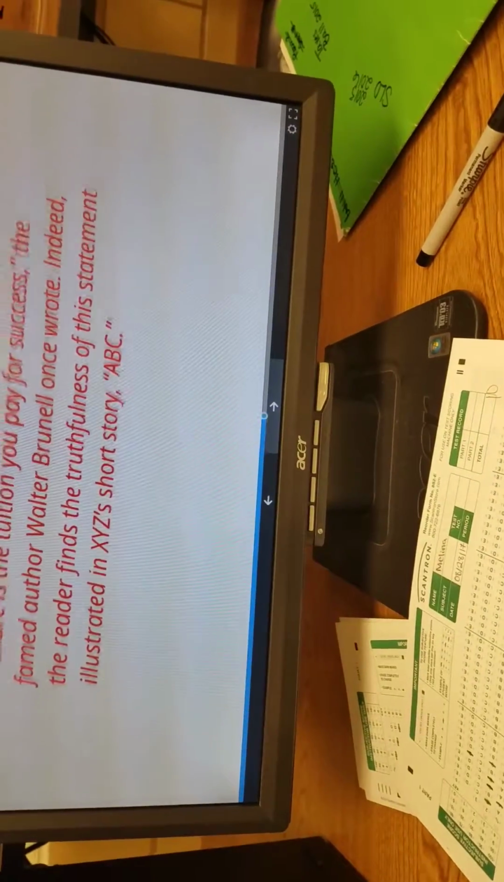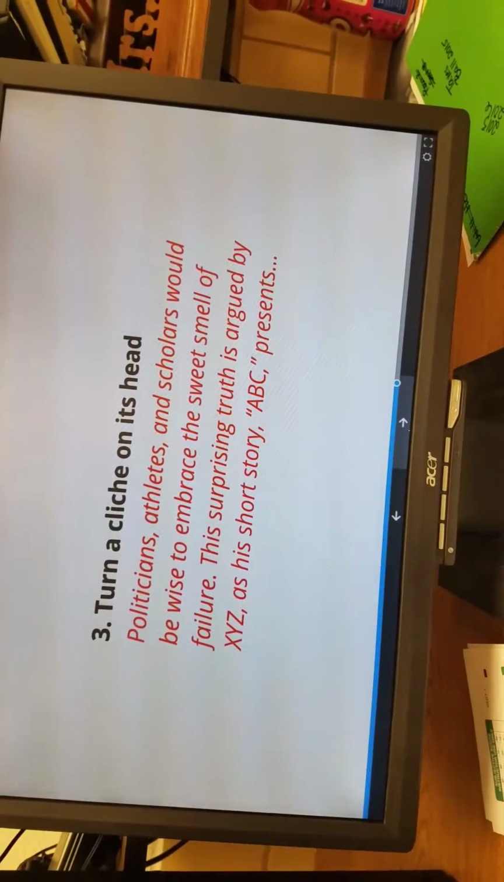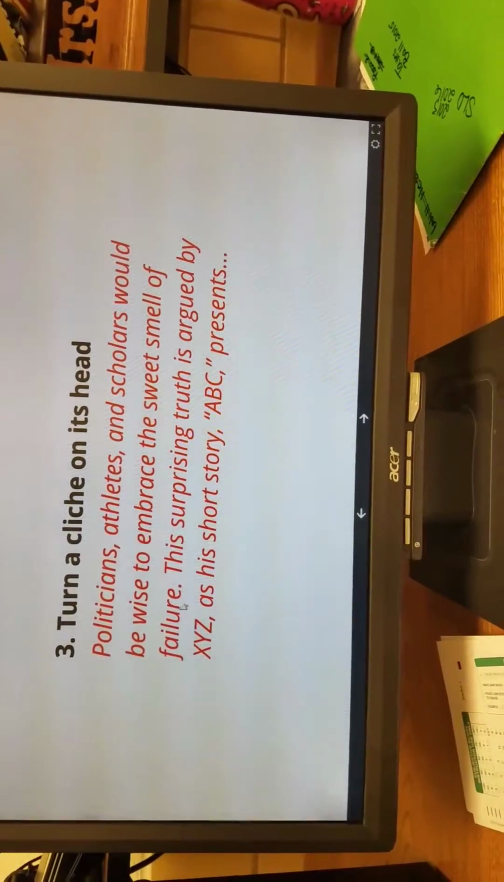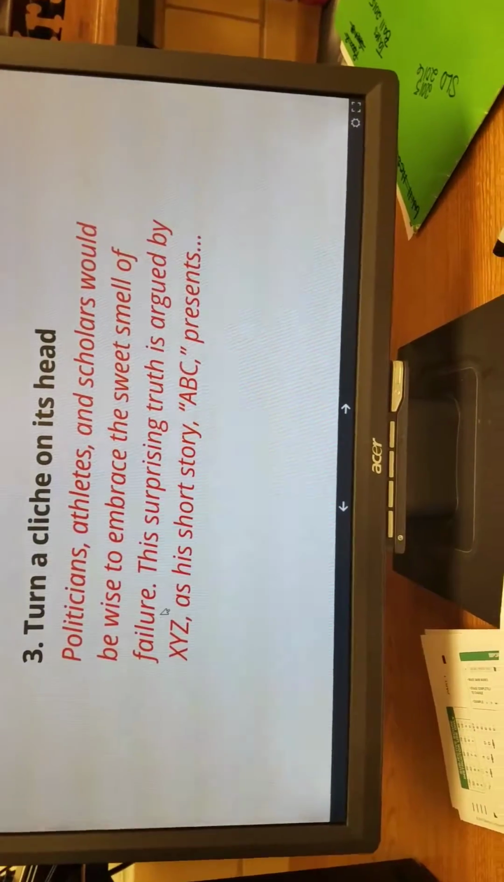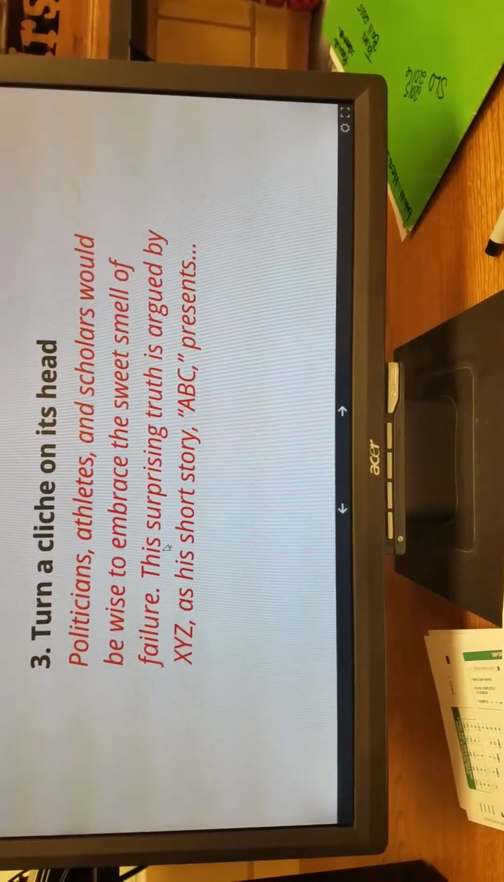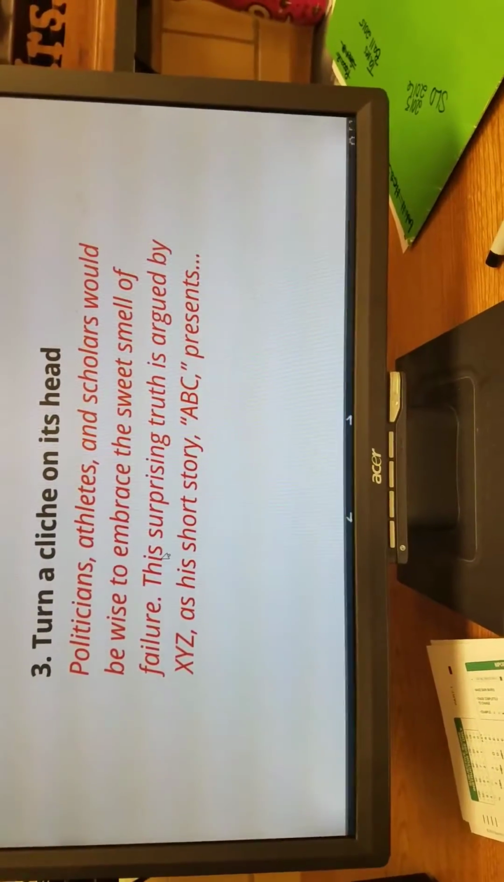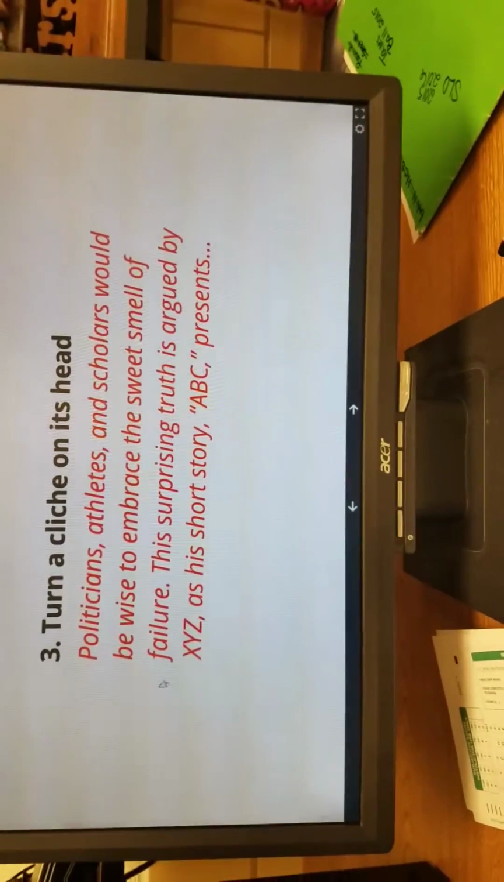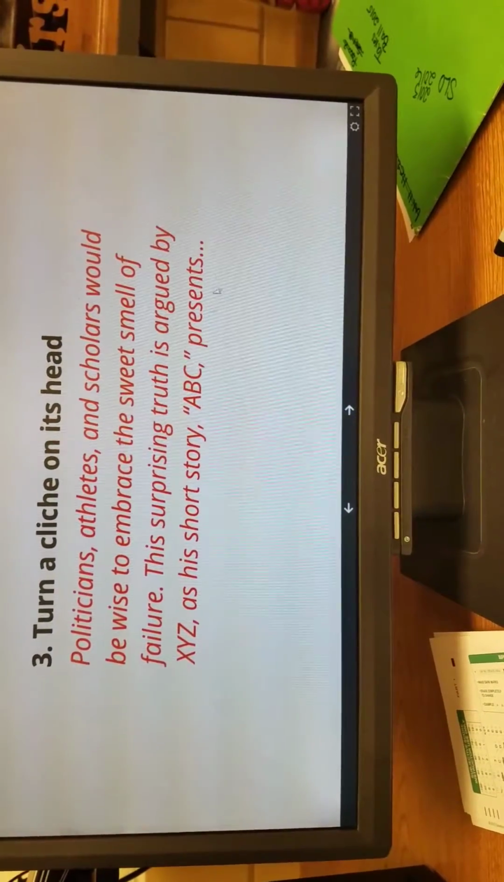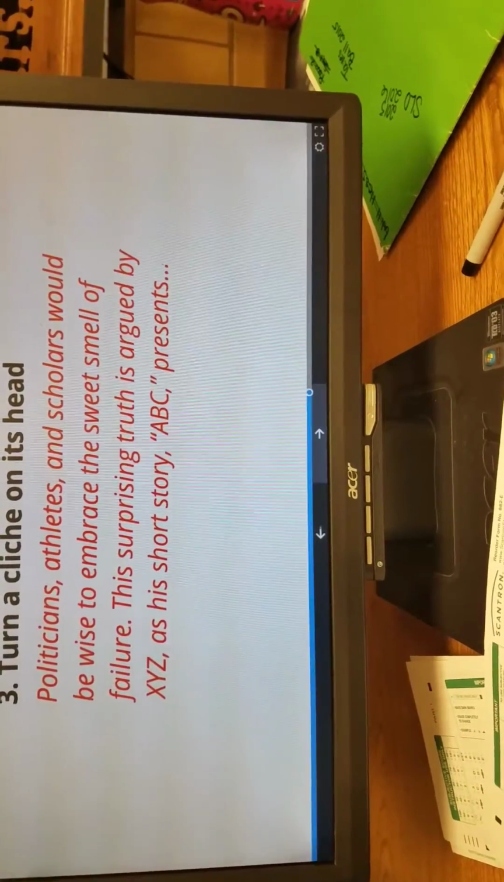Let's take a look at one more example of a bridge. Politicians, athletes, and scholars would be wise to embrace the sweet smell of failure. We talked about that one earlier. That one is turning a cliche on its head. And now you're going to explain in just a few short words why you said that. This surprising truth is argued by XYZ, this pretend person, as his short story ABC presents, and then you're going to go on and talk about a few more things.